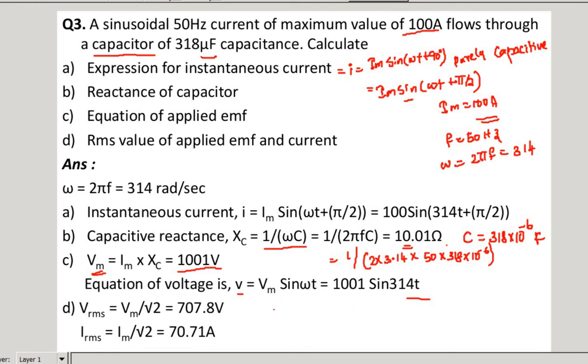So, the maximum value Vm we already got as 1001, and Im is given in the question as 100 amperes. So, Irms is equal to 70.71 amperes, and Vrms is equal to 707.8, because the expression for Vrms for a normal sinusoidal waveform is Vm by root 2, or Irms is equal to Im by root 2.